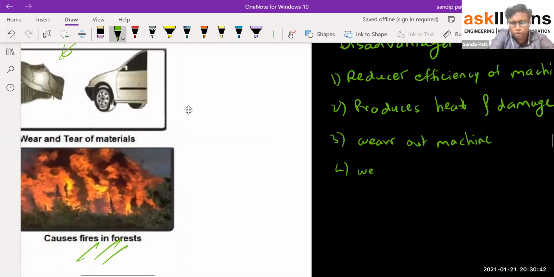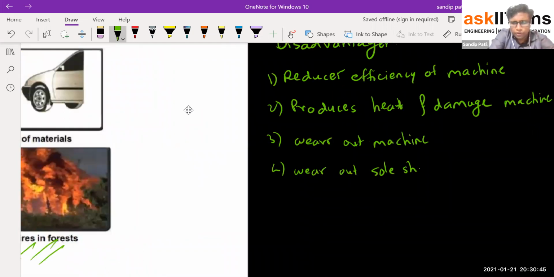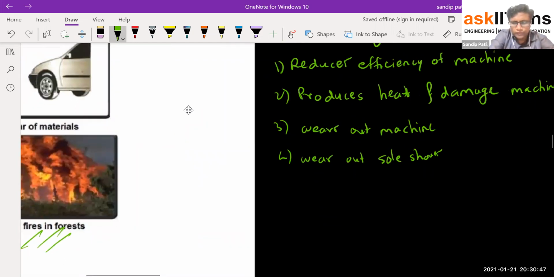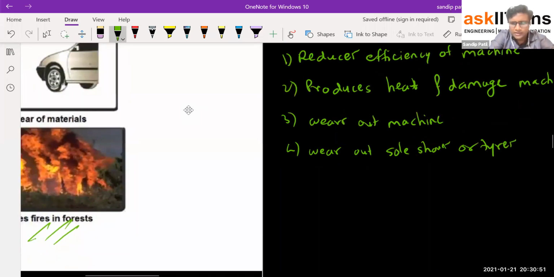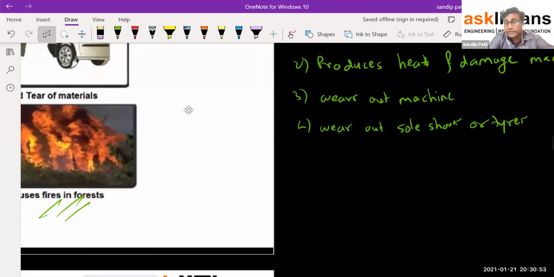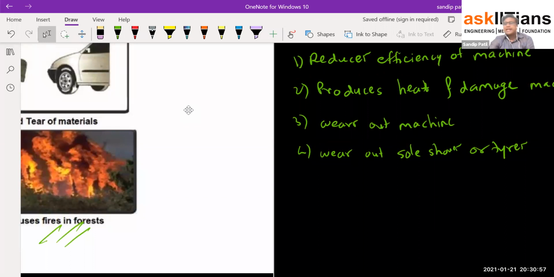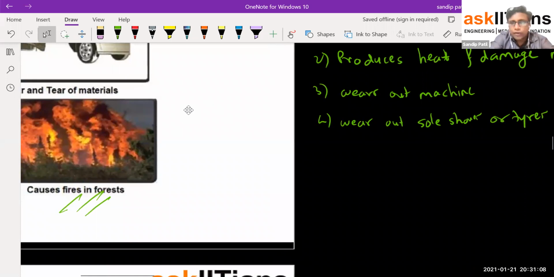Wears out the sole of the shoes or tires, right? Or tires, you can say. So these are the different disadvantages. Now, obviously, if the friction is a lot more, disadvantages will be very high. So also we need that friction. So we need a sufficient amount of friction. It should not be very high. It should not be very low, right? So sometimes we have to decrease, reduce that friction.